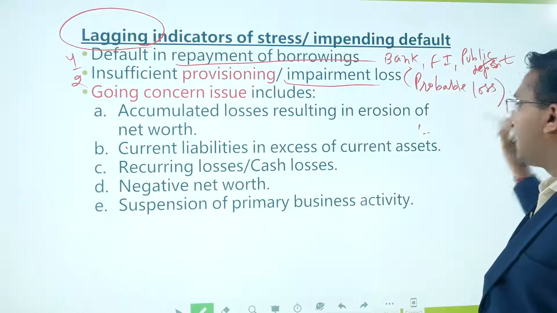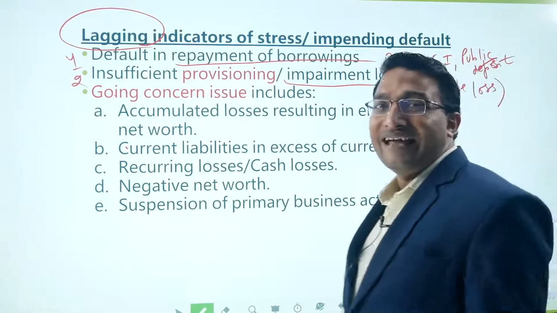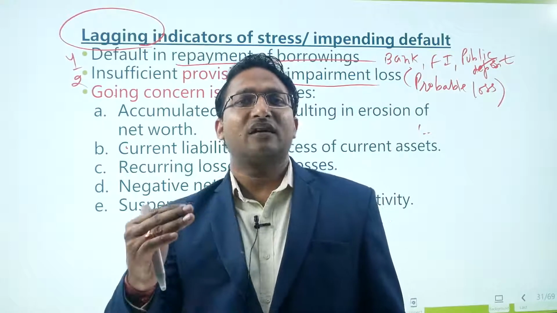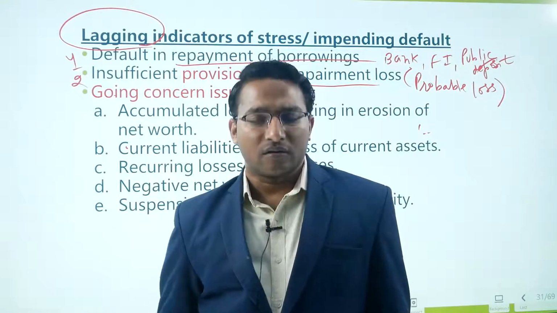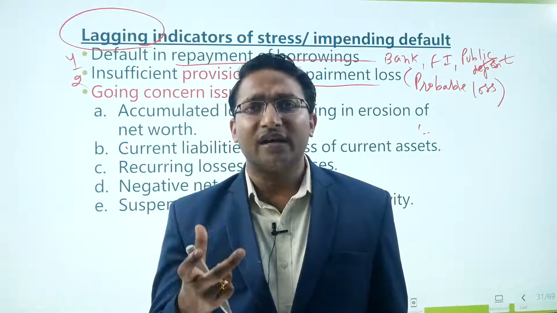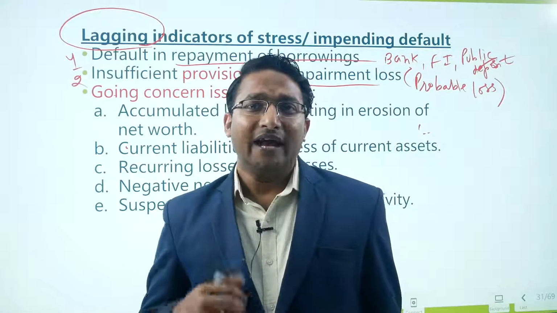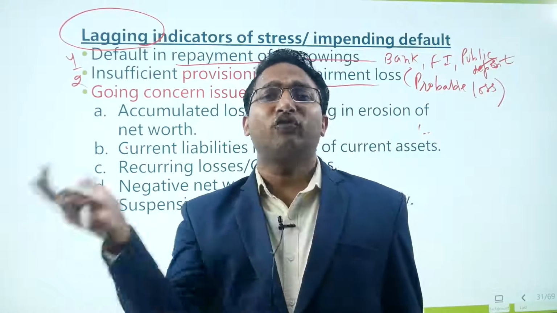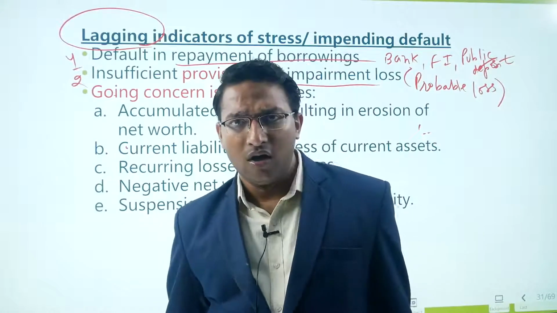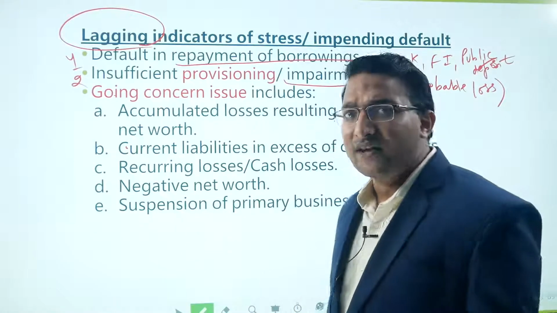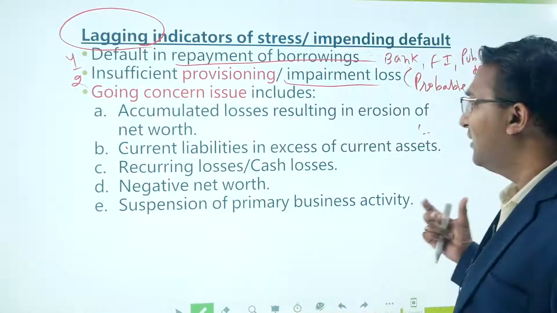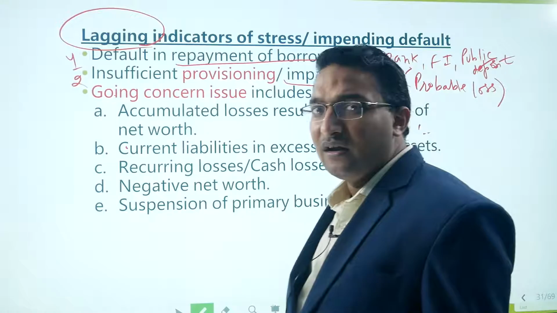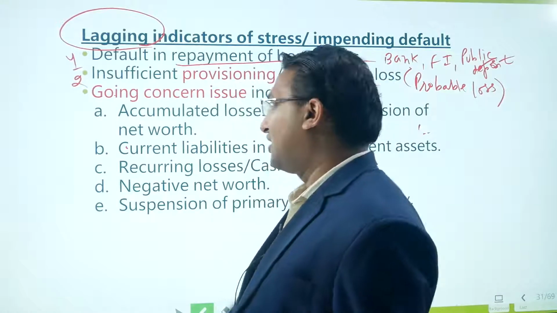So if there is some probable loss the company is going to bear. For example, the company has given a guarantee to its customer about a certain product, and there is news that the product is not doing well, and the company might have to repair the entire batch of product which it has already sold. So there has to be some provision, some probable loss which has to be booked in the books. If this provision is not booked, then there is a lagging indicator.